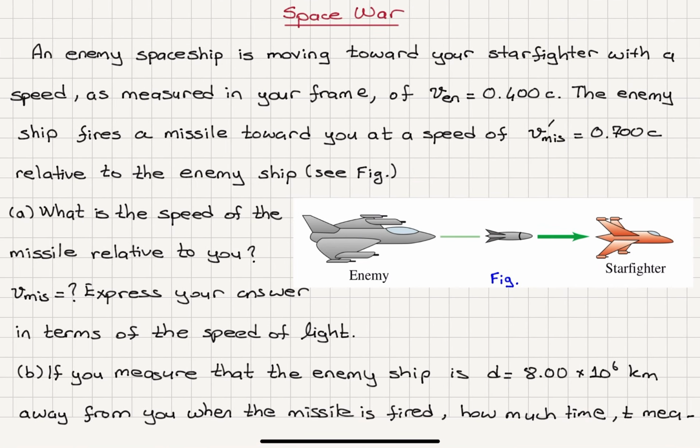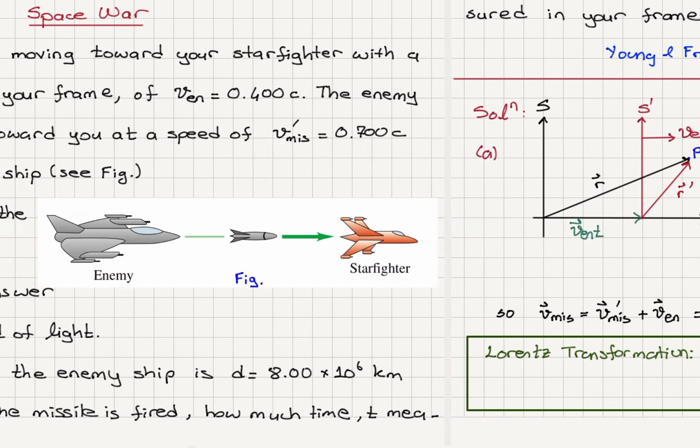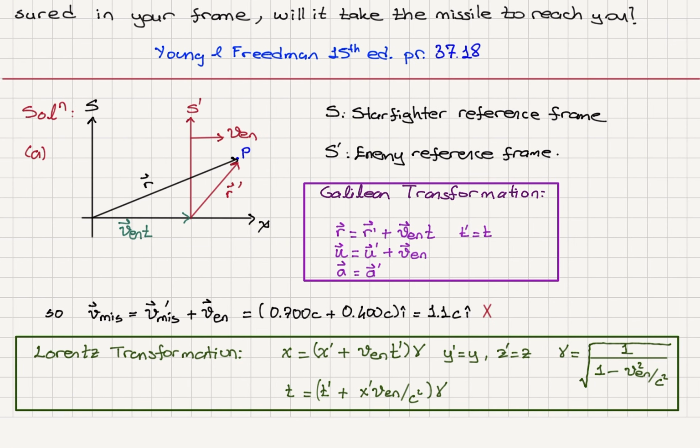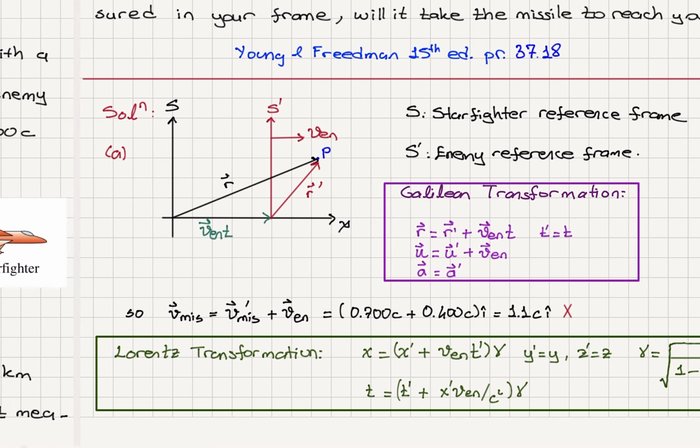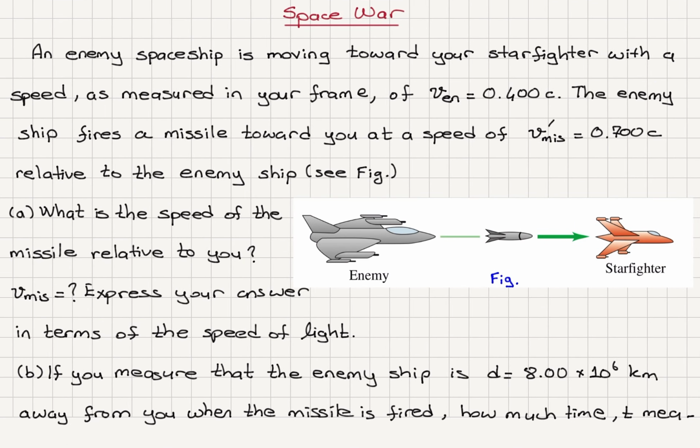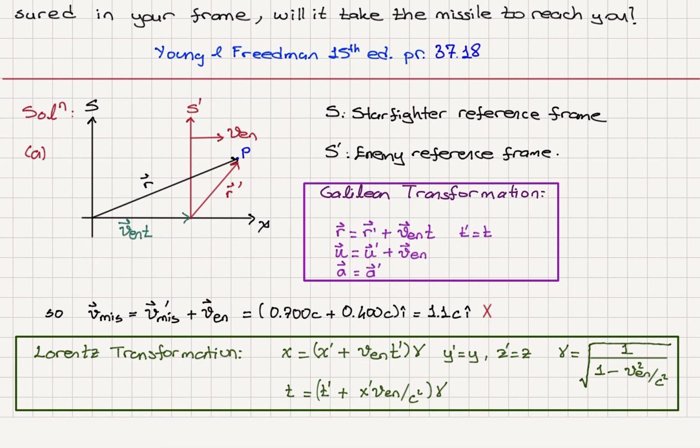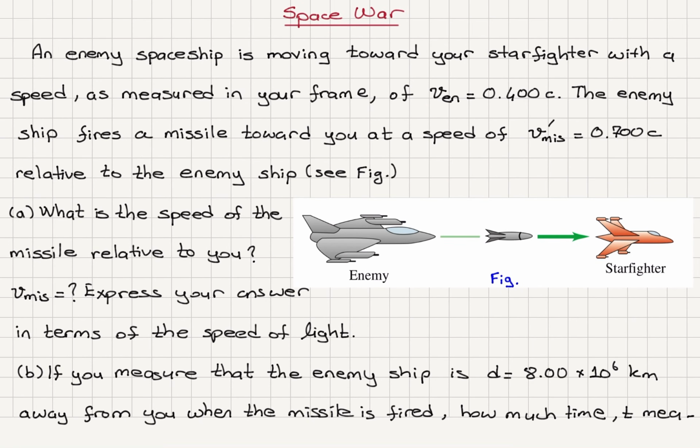So we have an enemy moving towards the starfighter with a relative speed 0.4 c. So this is the speed of the S prime reference frame, which is the enemy, and S reference frame is the starfighter reference frame, and the enemy is moving in plus i hat direction with v enemy as measured in the S reference frame. The enemy ship fires a missile towards us as measured in the S prime reference frame, 0.7 c speed relative to the enemy ship. What is this speed according to the starfighter reference frame?